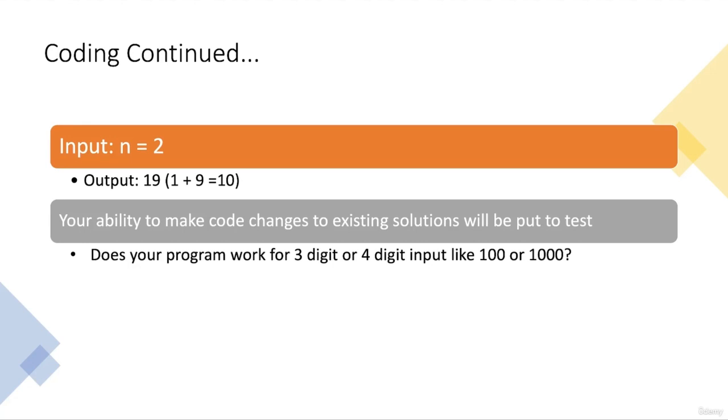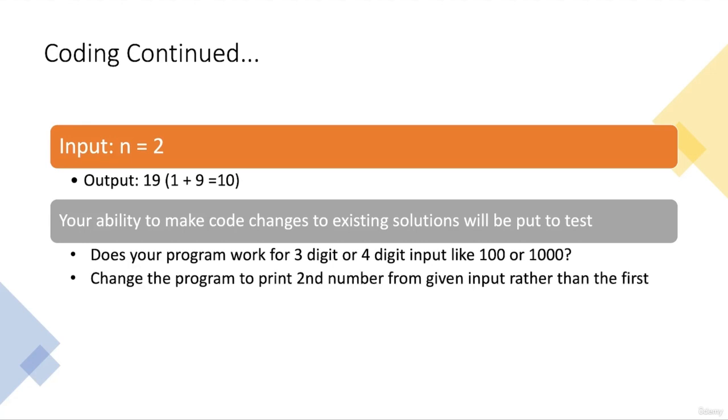So folks, the program that you have written before coming to the lecture, is it working for a 3-digit input or a 4-digit input like 1000? If not, go ahead and make the changes and make the program work for any input. That's how you should do it.